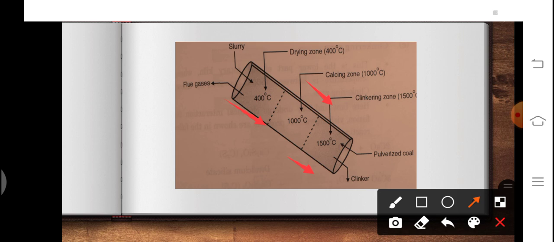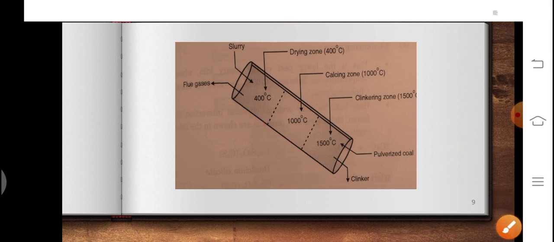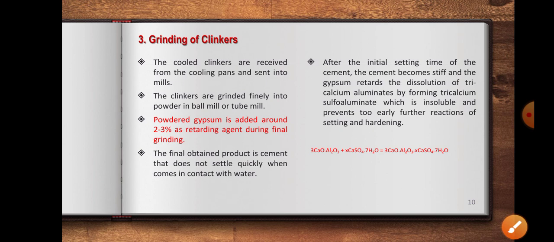So the third zone is the clinkering zone, and in this zone we get dicalcium silicate, tricalcium silicate, tricalcium aluminate, and tetracalcium aluminoferrite. So these are the compounds, or these are the clinkers which you get in this zone. So this zone is the very hot zone. So here the clinkers which you get need to be cooled first. So after cooling the clinkers, the grinding is done.